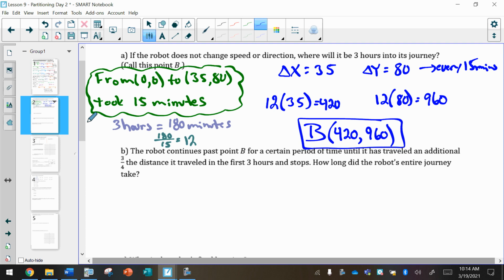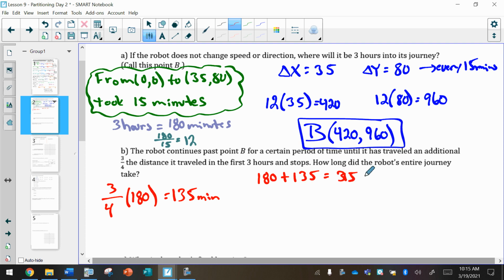All right, so if it went 3/4 of the distance, traveling at the same speed, and its speed is constant, so 3/4 of the distance would also mean 3/4 of the 180 minutes, 3/4 of the time. So that means it's going to go an additional 135 minutes. So it traveled 3 hours and then an additional 135 minutes. So 180 minutes would be the 3 hours it started with. The 135 represents another 3/4 of that same distance. So that's a total of 315 minutes worth of traveling.